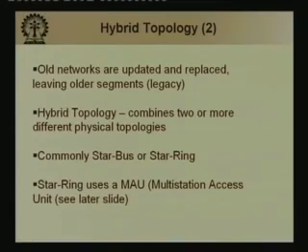Of course, the other reason you could have hybrid topologies is that older networks are updated and replaced, leaving some older segments. As you replace one part of the network, you will get a hybrid kind of topology. So, it combines two or more different types of topologies. As I said, common are star-bus or star-ring. Star-ring uses a MAU, a multistation access unit, which is basically a part of FDDI.